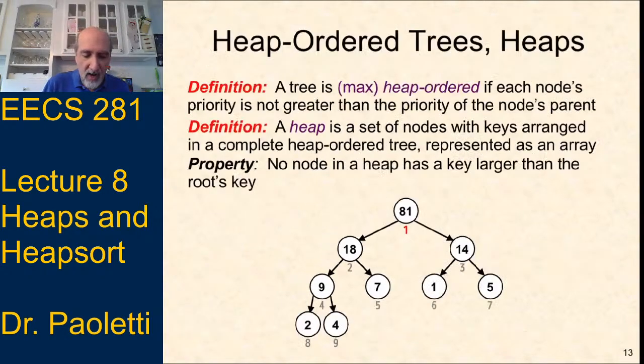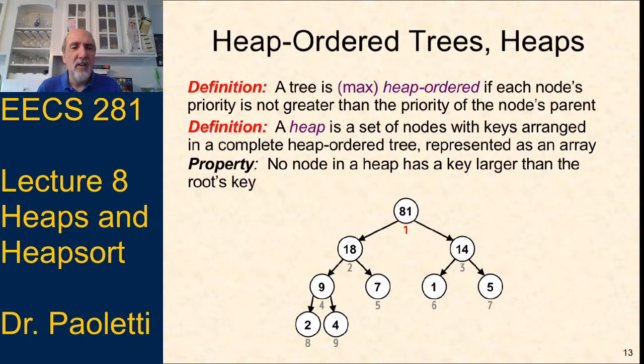All right, so we got those. So now what we've got to do is, besides the completeness property, we're going to add one more property to make it a heap. And that's the heap ordering property. So the heap ordering property says, and this is a max heap, so a tree is max heap ordered if every node's priority is not greater than its parent. So if every node has a priority that is not greater than its parent, it is a heap.